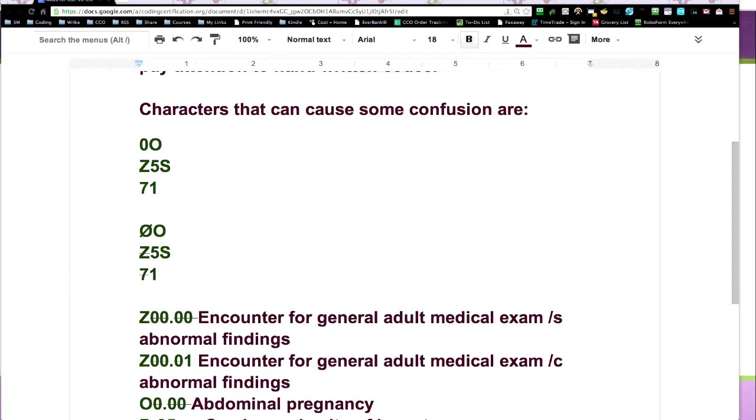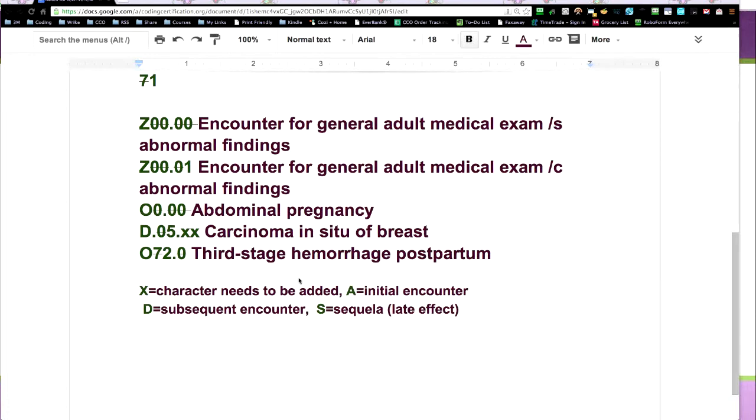If you scroll down just a tad, you'll see why this can be very confusing. Look for encounter of general adult medical exam without abnormal findings, and we made fun at the college that this was ZOO. So if you remember ZOO, you've already memorized one ICD-10 code. And of course, encounter for general adult medical exam, you're going to see that quite often, but all of those are zeros and not the letter O.